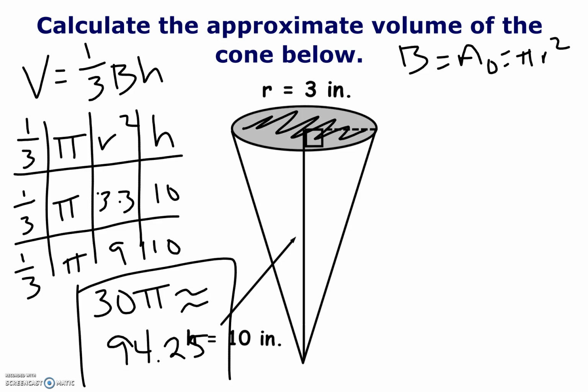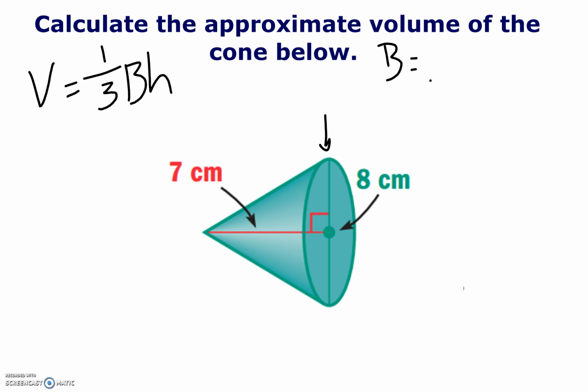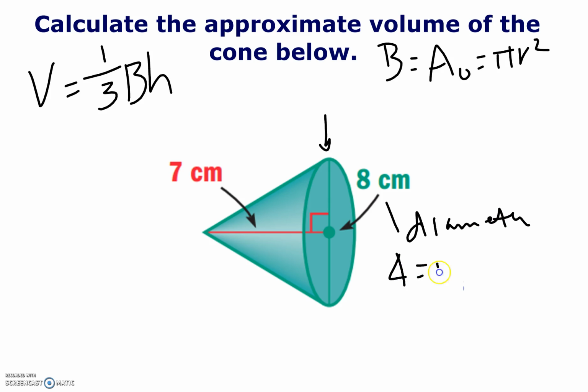All right, another example. Calculate the approximate volume of the cone below. So we know volume equals 1/3 area of the base times the height. I know that my base is a circle, so base equals area of a circle equals pi r squared. Now I know that this is a diameter, so I know that my radius is going to equal 4. And remember, radius is just taking the diameter and dividing by 2.